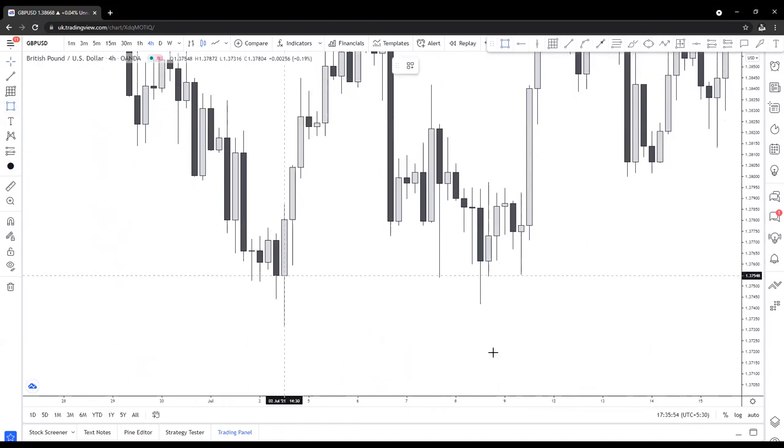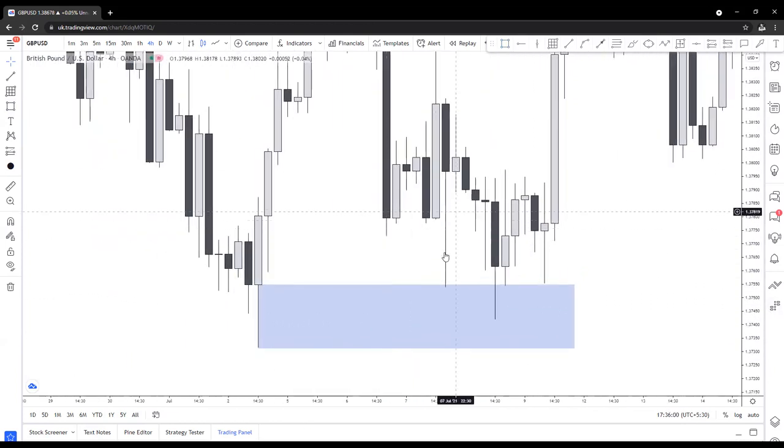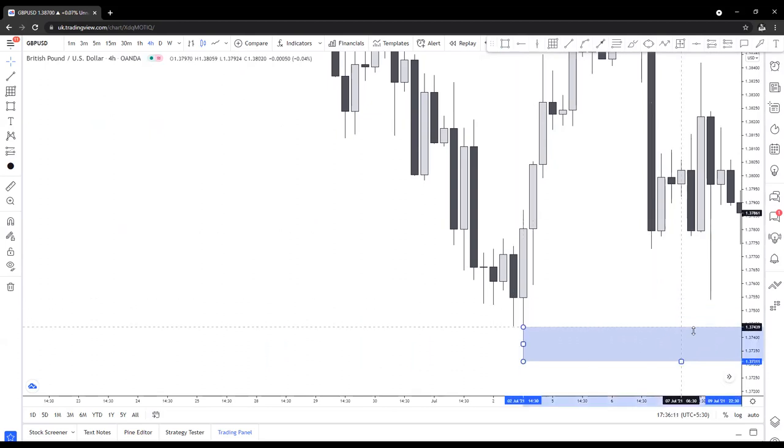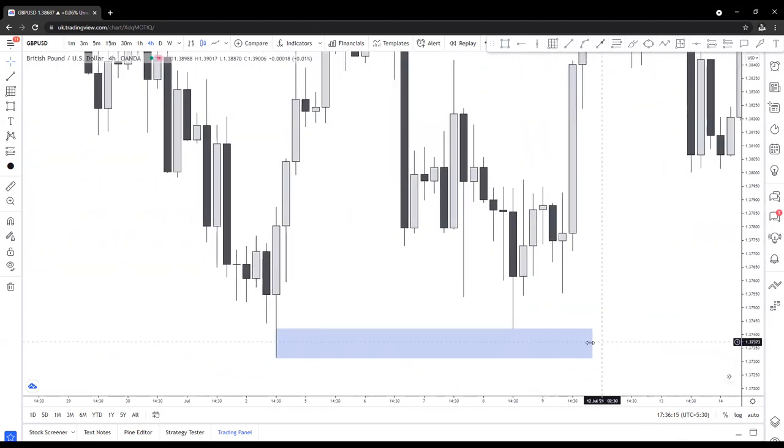You see that? I told you, the first one will be on the base of the wick. You see? It came back down. This has been mitigated. So right here, the base, the first order block has been mitigated. So where is the next one? In the middle. 50%. See that?